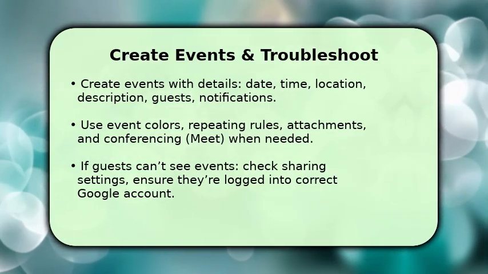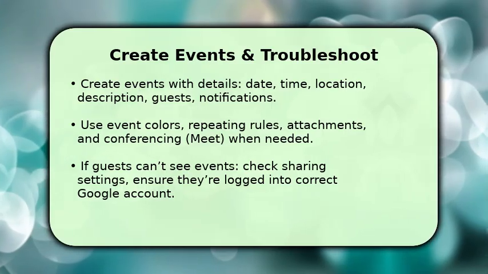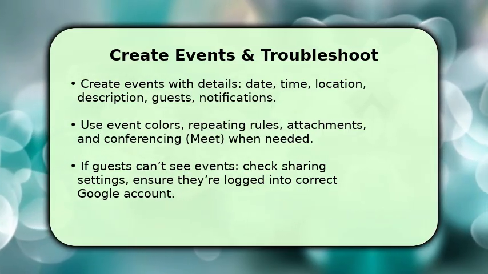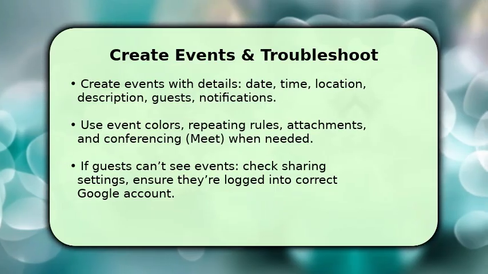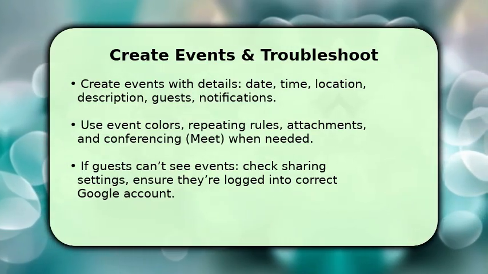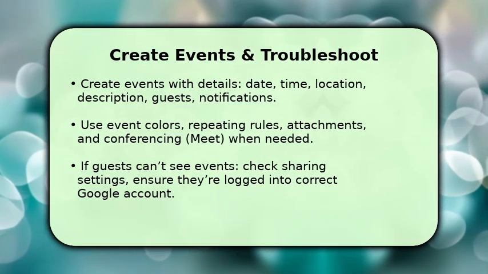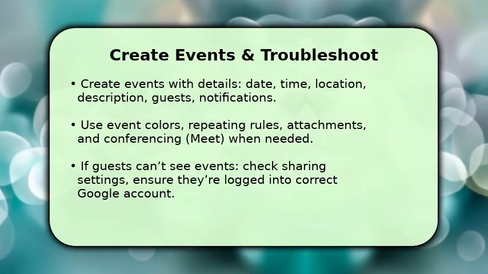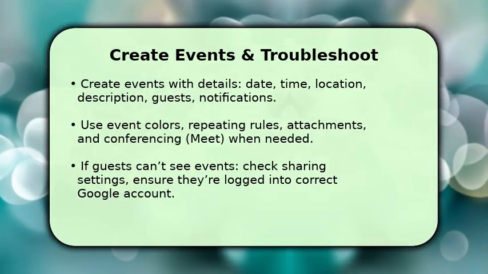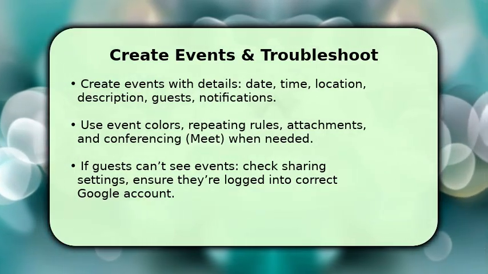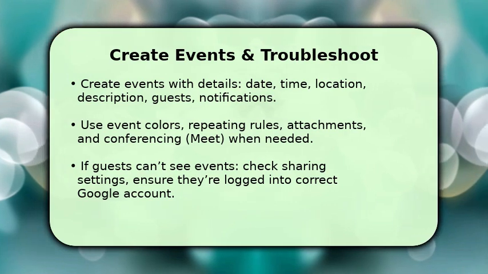Once events are created, verify guests can view and RSVP. If someone can't see items, check the calendar's sharing settings and confirm they are logged into the correct Google account. A key troubleshooting tip: if visibility fails, temporarily make changes to one person to isolate account versus permission issues.